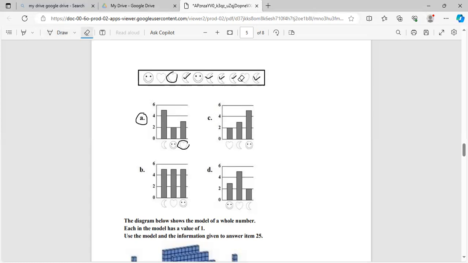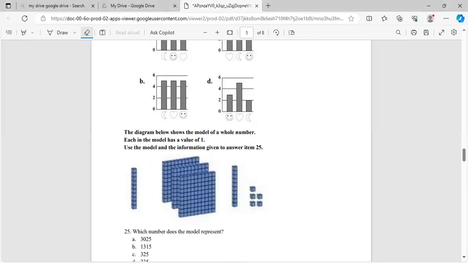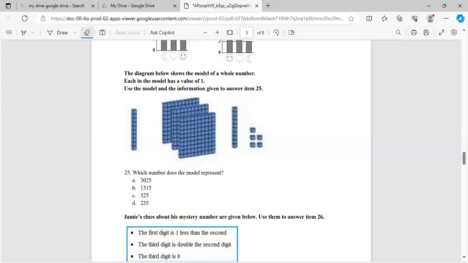Very good. Because guys, if you did get this wrong, we got through bar graph and you guys did harder than this. Alright, the diagram below shows the model of a whole number. Each block in the model has a value of 1. Very important, guys. They're always going to give you a key. If they don't give you a key, then assume that 1 is 1. You understand?